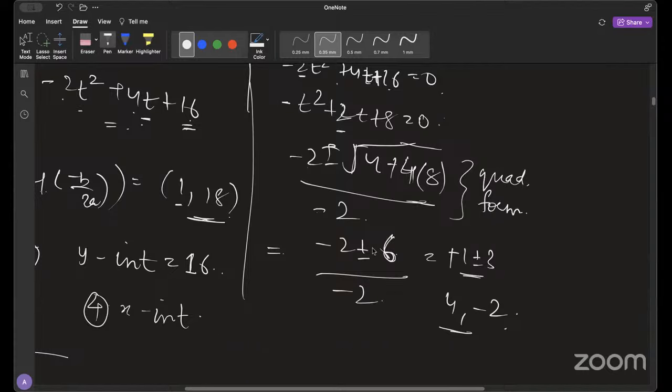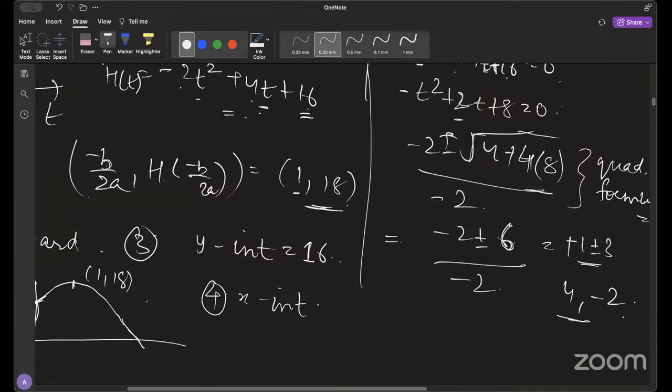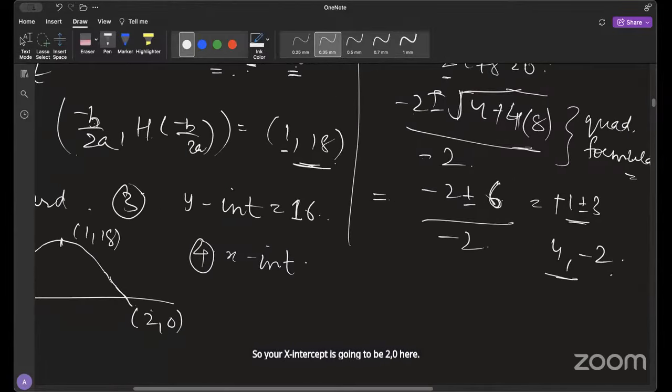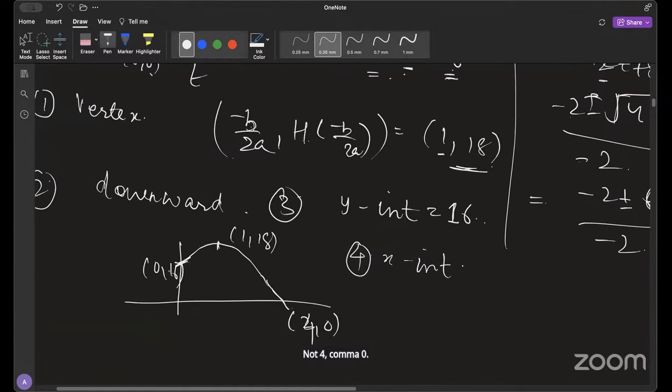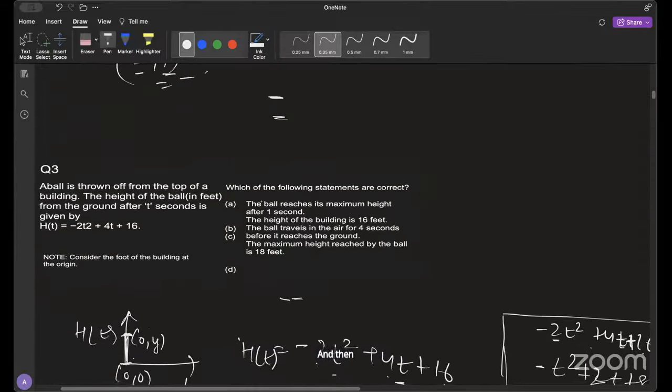Okay, now. So your x-intercept is going to be 4, 0 here. And on this side, it's minus 2, 0. So this is the entire thing. This is how the parabola looks. And then let's just come to our options.